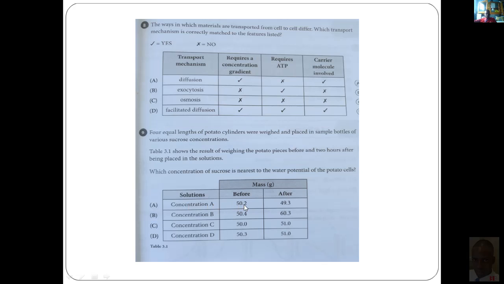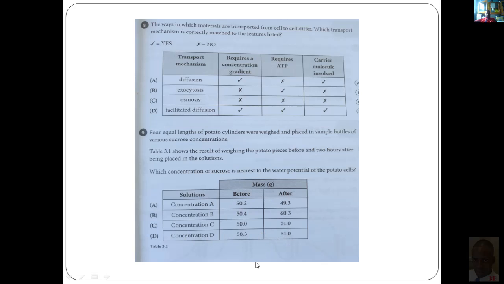Let us look at this one. So solution A, before it is 50, afterwards it was 49, and this is in grams. So the cell weighed 50.2 grams before, and afterwards it weighed 49.3. That shows a decrease in mass, which is equivalent to a decrease in the amount of water in the cell. So water moved out of that cell, and so the mass got smaller.